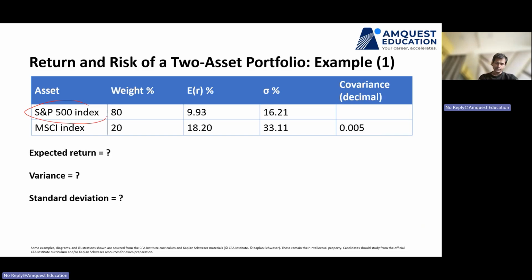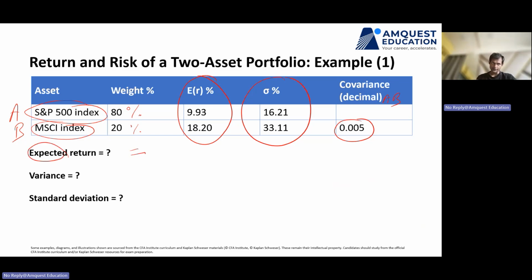Let's assume this is A and this is B. Okay, I'm also telling you that I invested 80% in this and 20% in this. I want you to look at return, deviation, covariance between the two assets. This is covariance between A and B. Look at this and tell me what is the expected return. You know, expected means probabilistic.